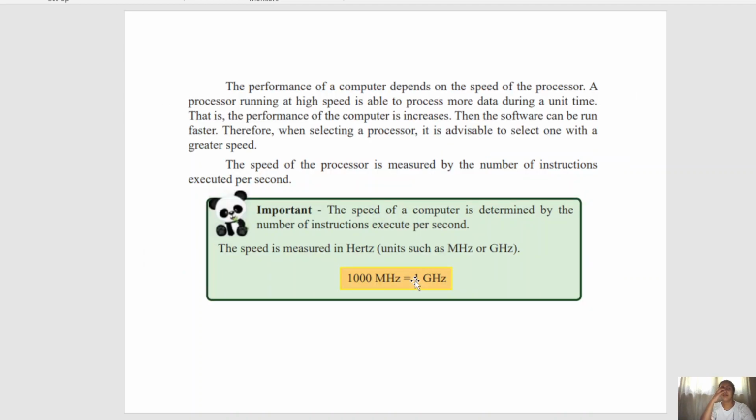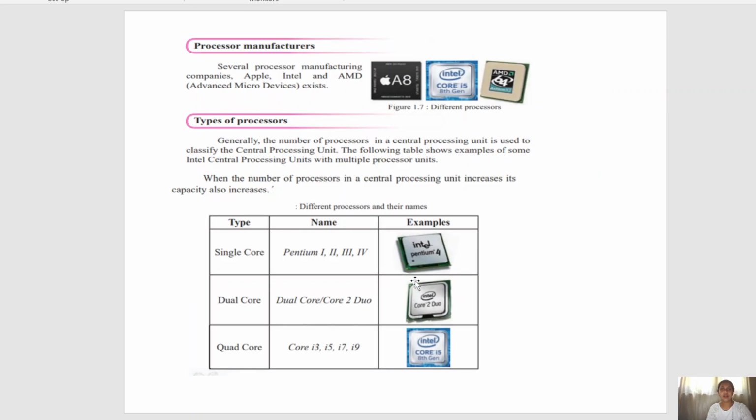The performance of a computer depends on the speed of the processor. We call it clock speed. Clock speed means the number of instructions executed per second. We measure it using hertz. In modern devices we use gigahertz to measure the speed of the processor. When we talk about manufacturing companies of CPUs, we can take Apple, Intel, and AMD. And also there are different types of processors like single core, dual core, and quad core. In modern computers we use quad core type processors like Core i3, Core i5, Core i7, and Core i9.